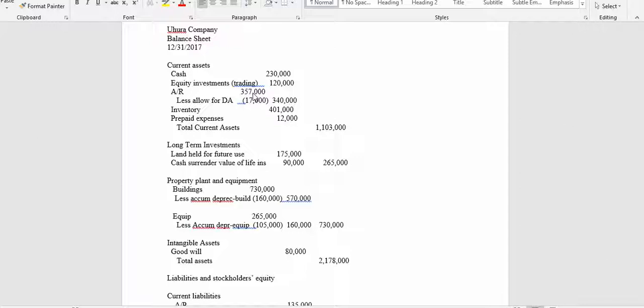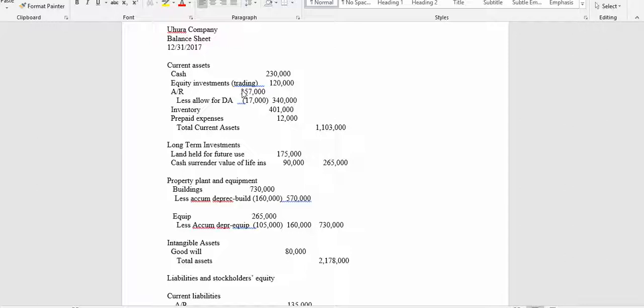Well, it kind of depends on what you expect to collect from them, not really what they owe you. If somebody owes you money but you don't expect to collect it, then you wouldn't depend on it, would you? And even though we have businesses that owe this company 357,000, if we're not expecting to collect all of that, then we don't want to depend upon it.